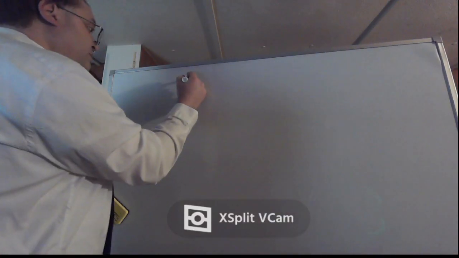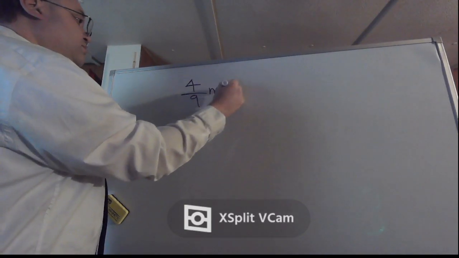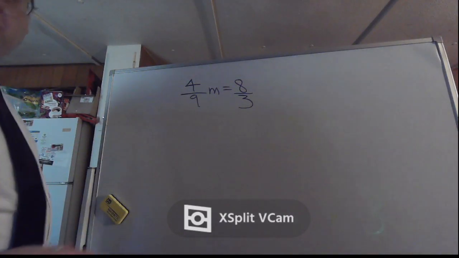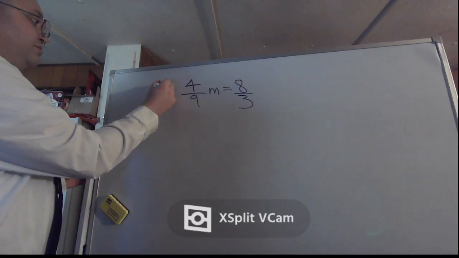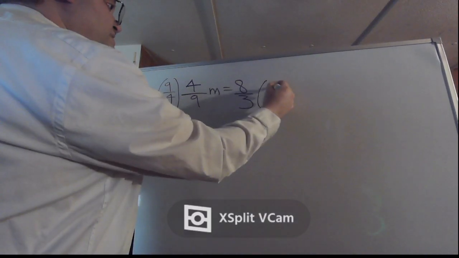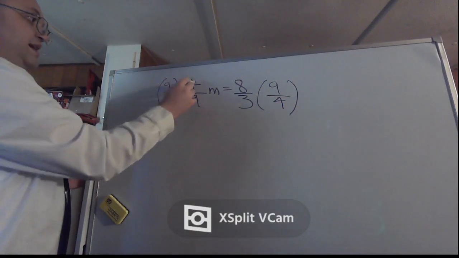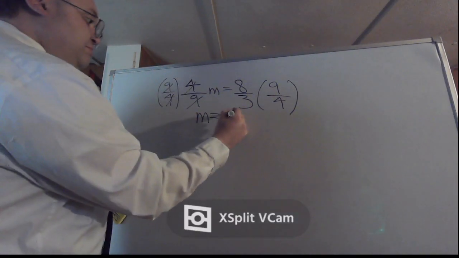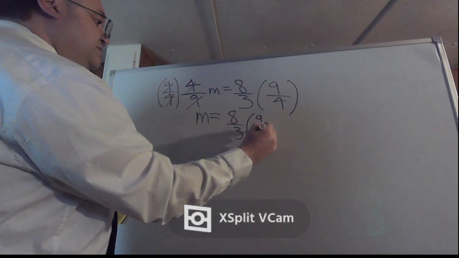Alright. We got 4/9 m equals 8/3. So 4/9 m equals 8/3. Again, we want to get that m by itself, so we got to multiply by the reciprocal, which would be 9/4. So multiply both sides here by the reciprocal. 4's will cancel, so will the 9's. You'll have m by itself. That's going to be equal to 8/3 times 9/4.